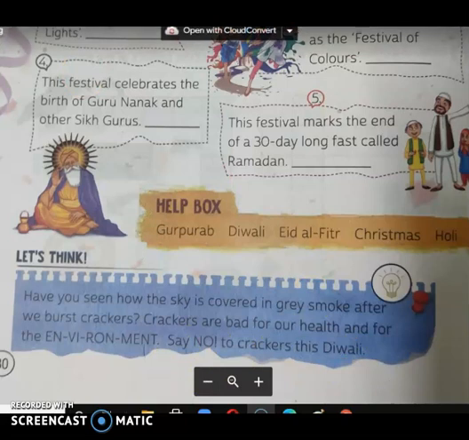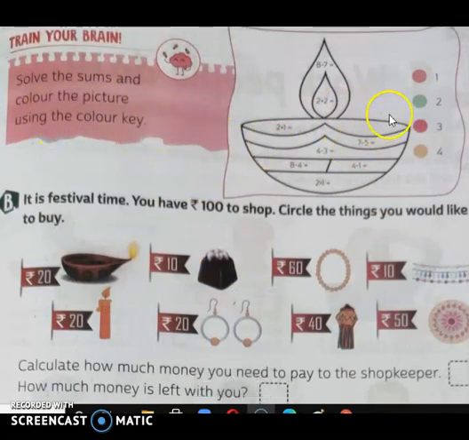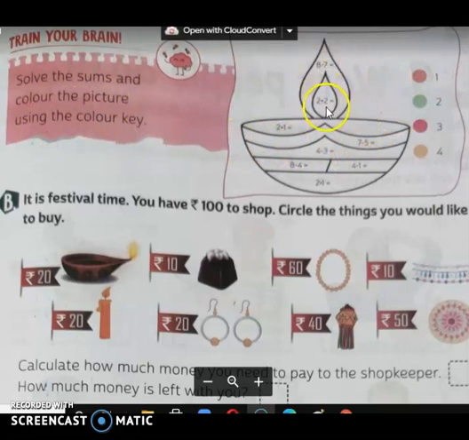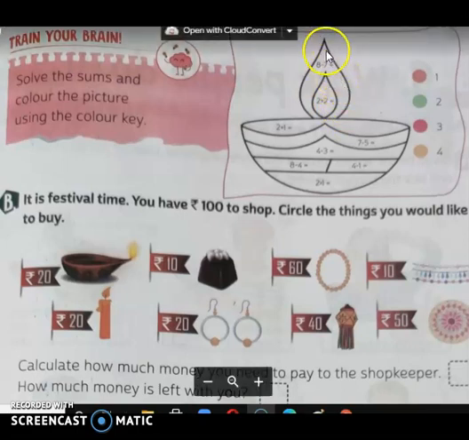Now you can turn to page number 31. Solve the sums and color the picture using the color key. So they have given few sums. After doing the sum, the answer is the color of that particular area. For example, 8 minus 7 is 1. So this color, that is pink, you're supposed to, is it red or pink? Orange, sorry. Orange, you have to give orange here.